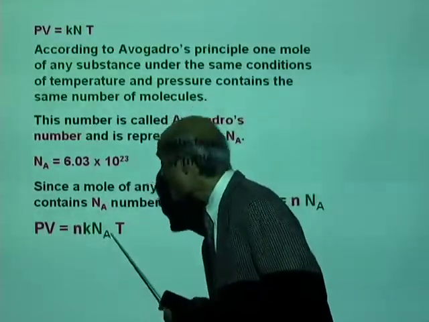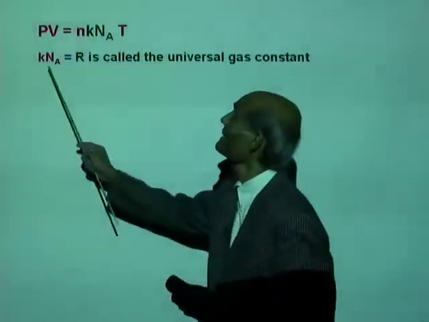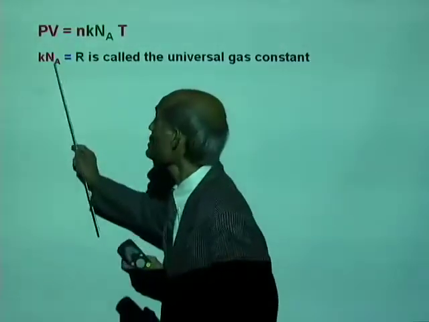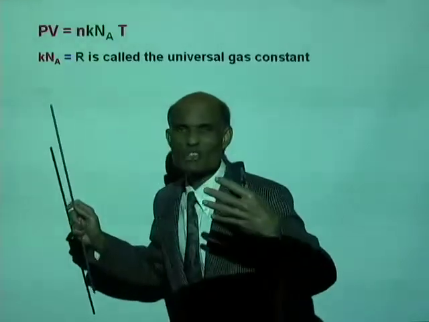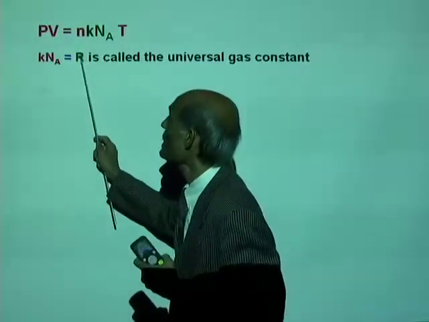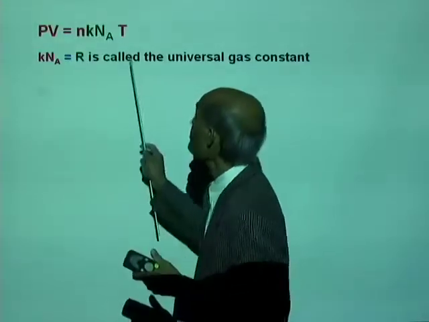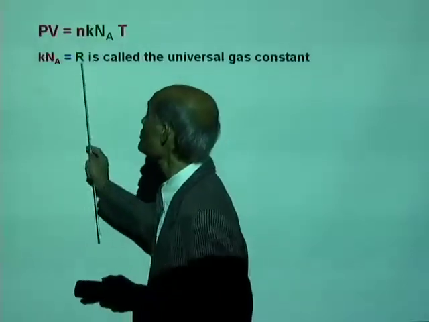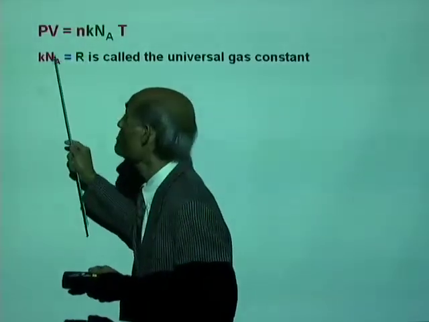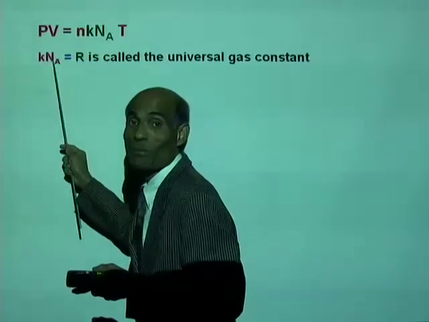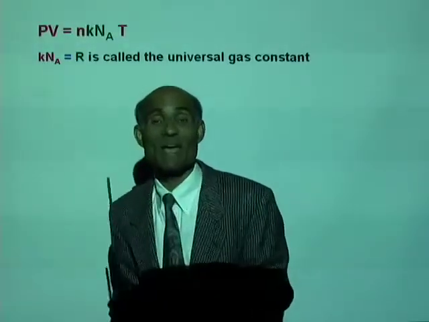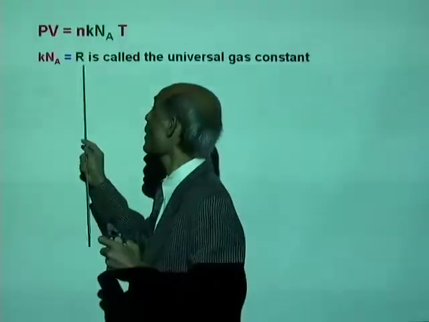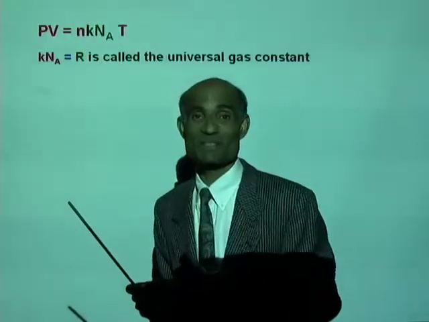Now, this quantity K times Na has great significance. K times Na is a great constant. We normally write it as uppercase R, and it's called the universal gas constant. So the universal gas constant R is Boltzmann constant K multiplied by Avogadro's number Na. The product of those two famous constants is called the universal gas constant.